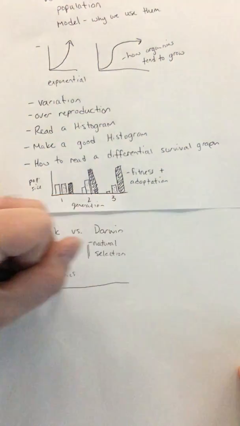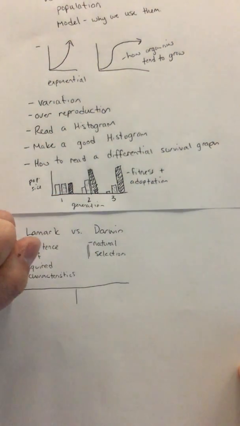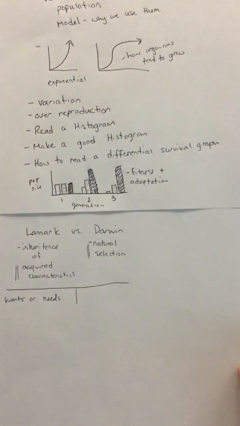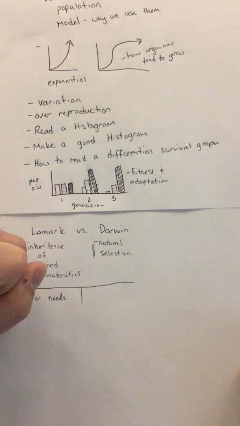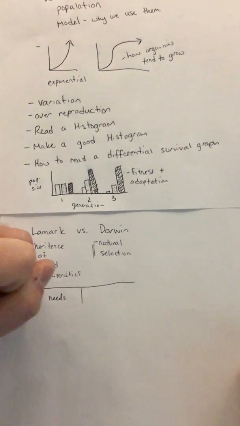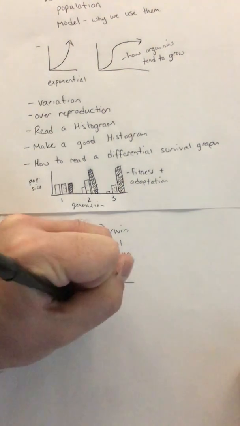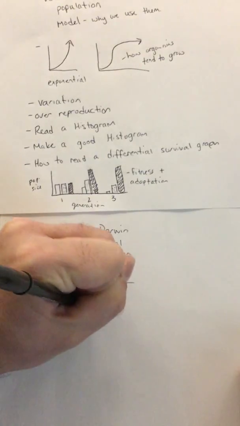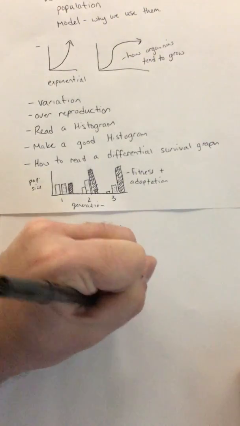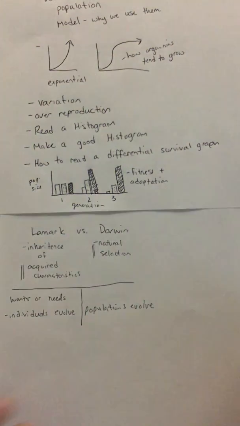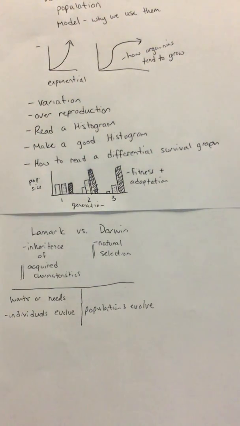You'll need to know that Lamarck would have said an individual wants or needs something. And so because of that, in Lamarckian evolution, the individual evolves, whereas in natural selection, it is populations that evolve. You're going to be given lots of examples of those.